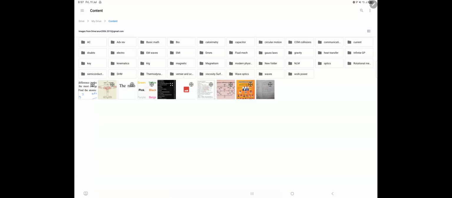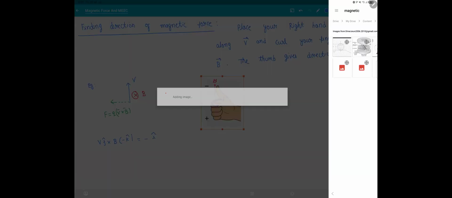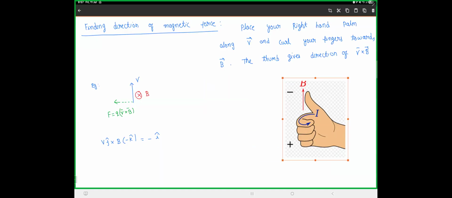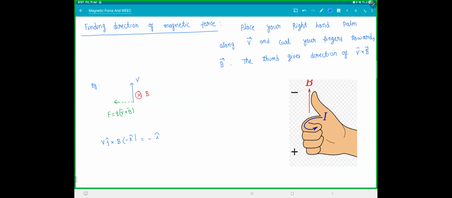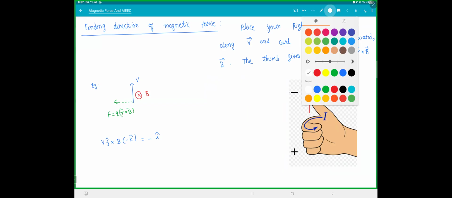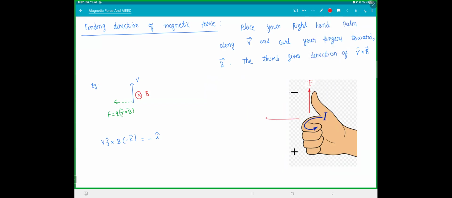So the picture would be, this is the thing which I was talking about. So this would be the force. If this is the velocity and if this is your B bar, you're getting how is the rotation? Your finger should go from V towards B. Then the thumb will indicate the force's direction. Let me give one more example.